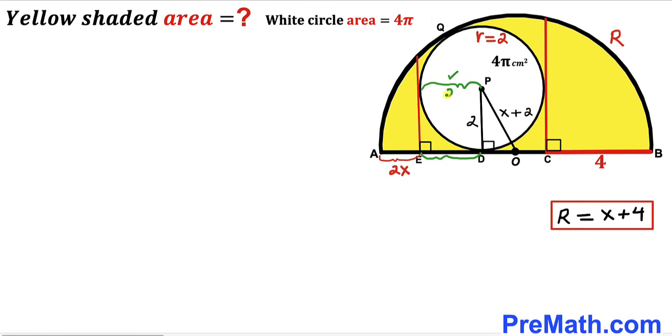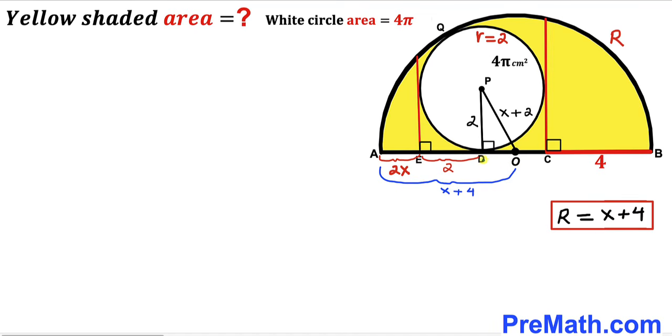If this is 2, then this segment ED length is going to be 2 as well. And now let's make an observation. We know that this AO is the radius of this semicircle, and the radius of the semicircle is x plus 4. So this radius is x plus 4. And now we are interested in calculating this tiny segment DO length.